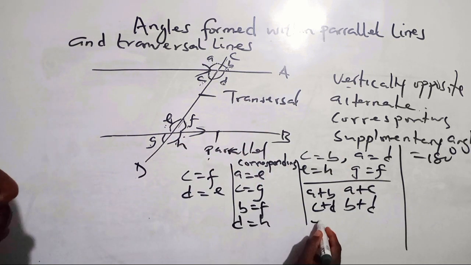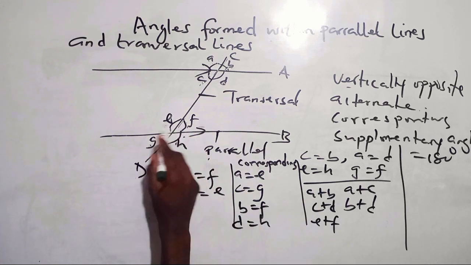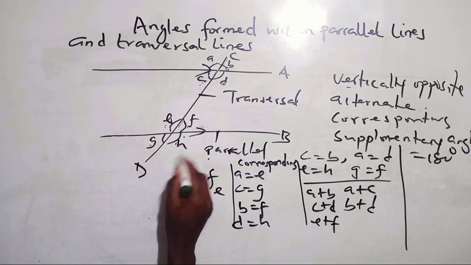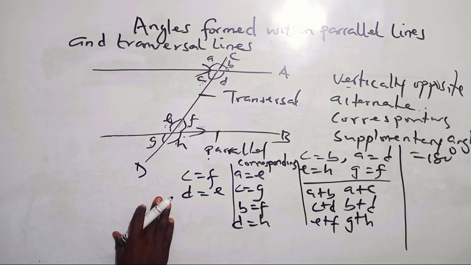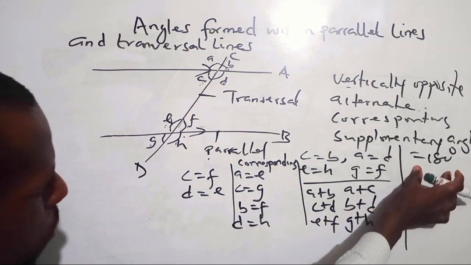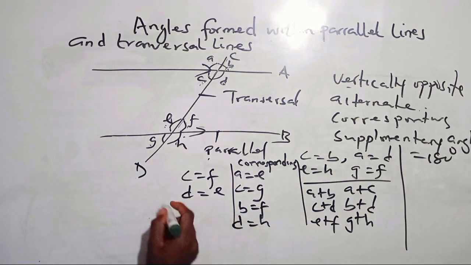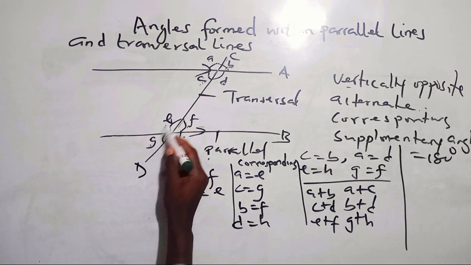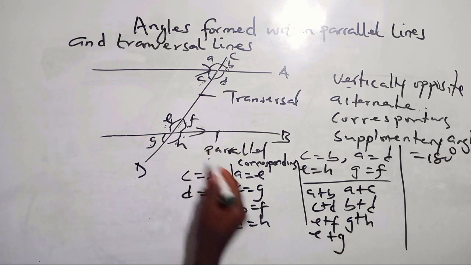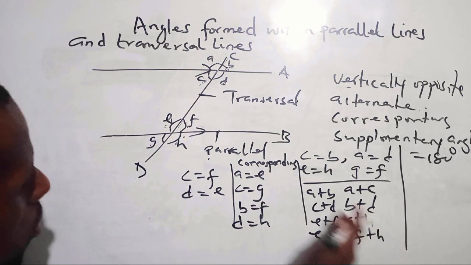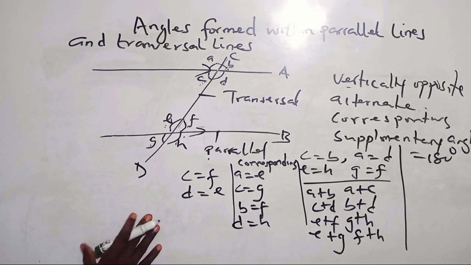For E and F, the addition of E and F is supplementary. G and H, the addition of these is supplementary as well, meaning when you add them, you have 180 degrees. I can also take it as E and G being supplementary, E plus G, and F and H, F plus H, is supplementary as well.